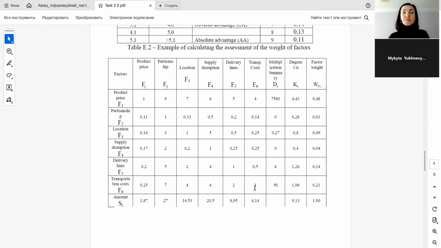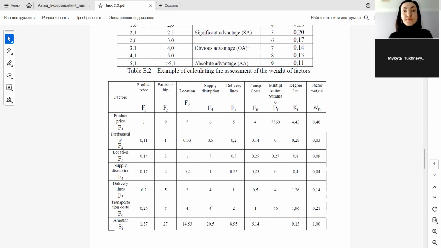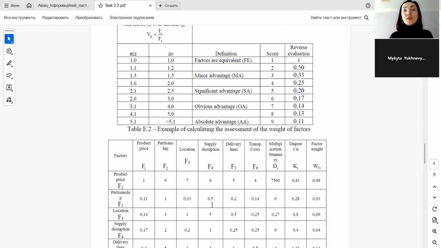Put this 1 on every this position. We have 6 such positions because we have 6 factors. And 1 because it is the same factor, they are equivalent. So we put 1, score 1.